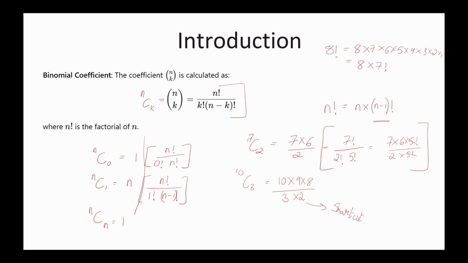Let's say if I have 10c3, that means my k value is 3, so I will open 10 three times. So at the top there will be 3 different numbers, 10 into 9 into 8, decreasing by 1, and below I will have k factorial. So that is how the binomial coefficient is calculated.